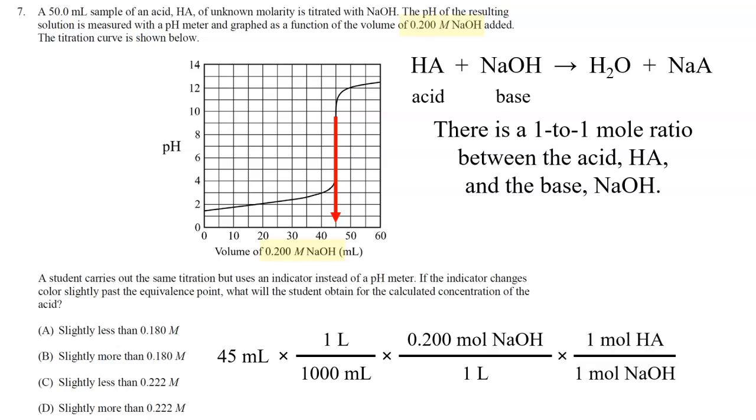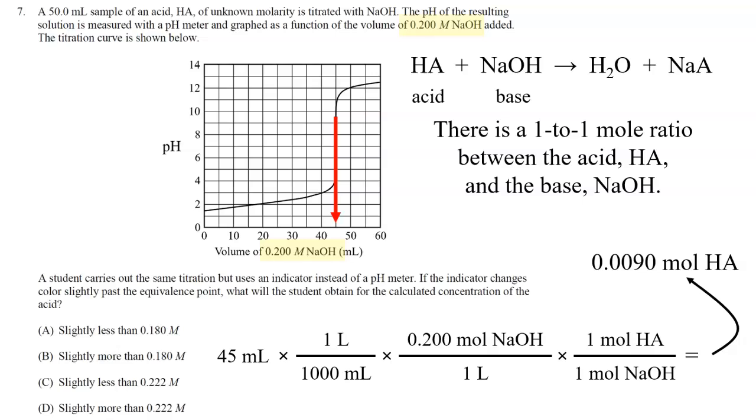So if I pick up my calculator and do this math, which would be 45 divided by 1,000 times 0.200, I would get the number of moles of the acid that were present in the solution that was titrated in this experiment. And so when I do that math, I get 0.0090 moles of the unknown acid. Now at this point, that is not molarity, that is just moles.